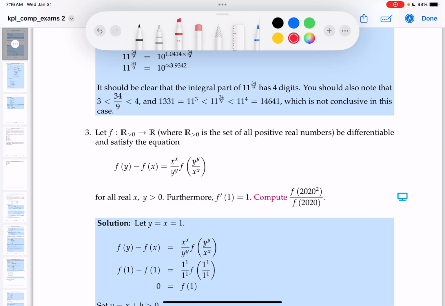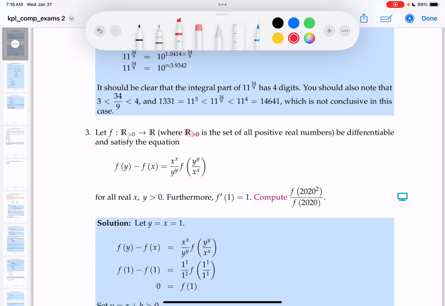Okay, one is to read it. It says let f, some function by the way, map the real numbers greater than zero, that's positive numbers, to the real numbers. And then it goes on to say where, that symbol over there, and let me just outline that for you.